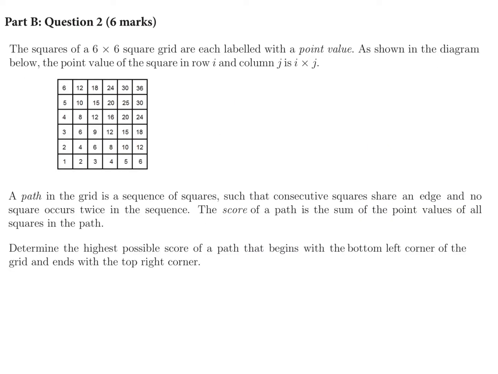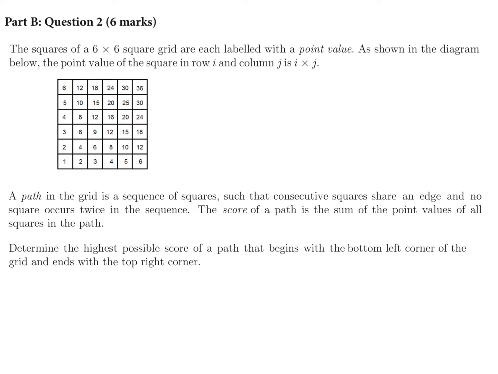The squares of a 6 by 6 square grid are each labeled with a point value. As shown in the below diagram, the point value of the square in row i and column j is i times j. A path in the grid is a sequence of squares such that consecutive squares share an edge and no square occurs twice in the sequence. The score of a path is the sum of the point values of all squares in that path. Determine the highest possible score of a path that begins with the bottom left corner of the grid and ends with the top right corner.